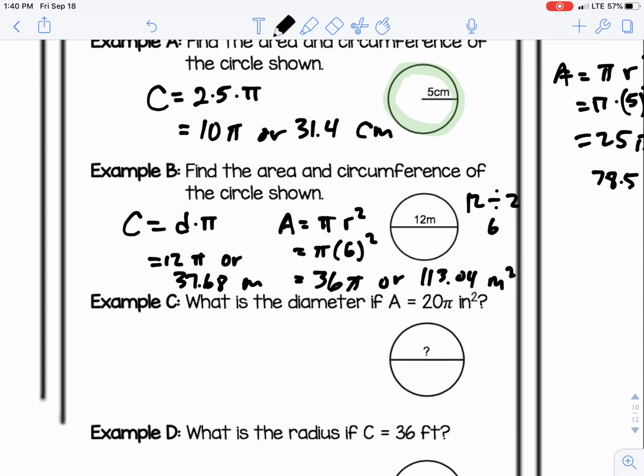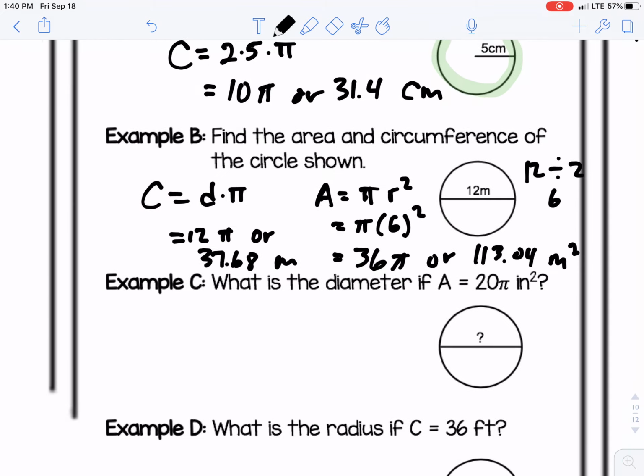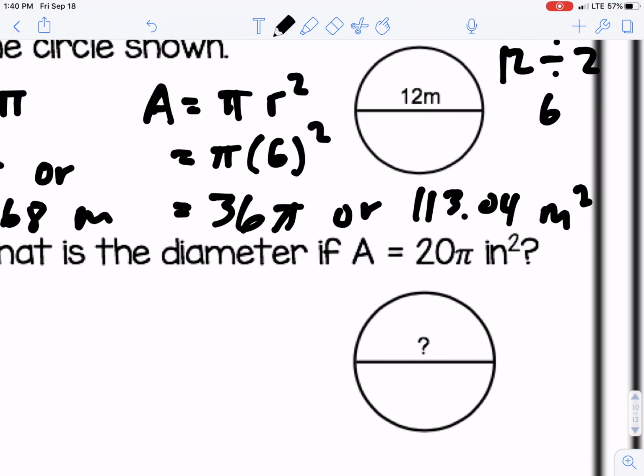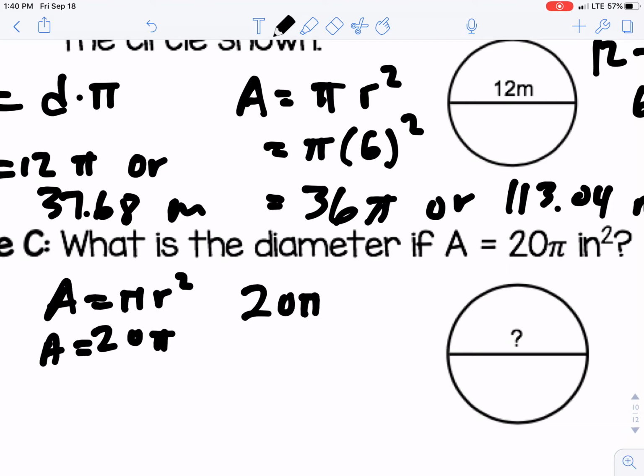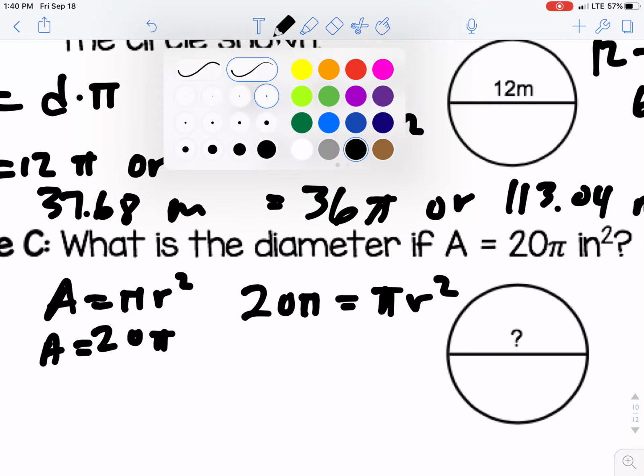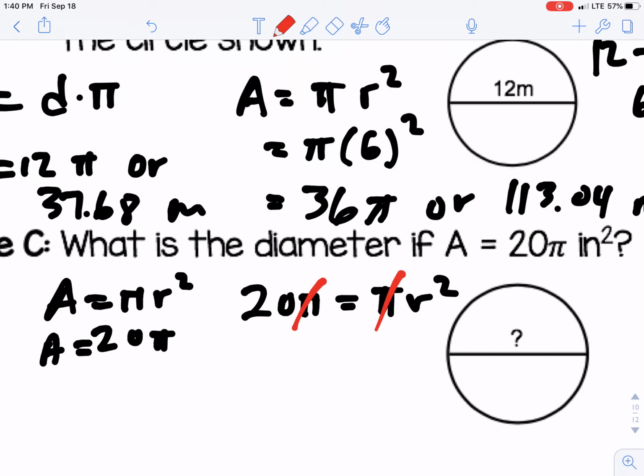Now, we've got to find the diameter if area is 20 pi inches squared. So here's how we're going to attack this. We know the area formula is pi r squared. We also know that area is equal to 20 pi inches. So I'm going to take 20 pi and set it equal to pi r squared. And then we get to do a little solving, right? Since both sides have pi, I can cancel those out. It's like dividing both sides by pi. Right? So now I have 20 is equal to r squared.